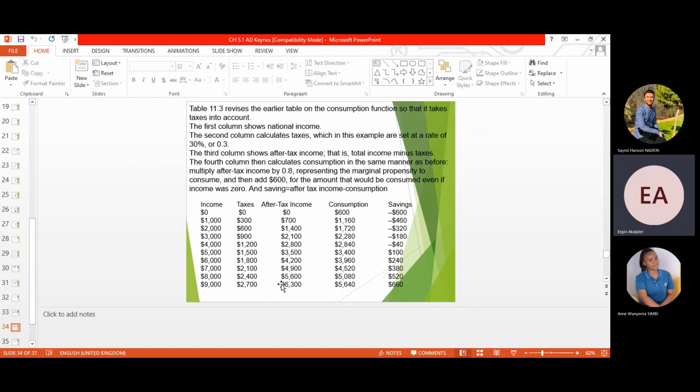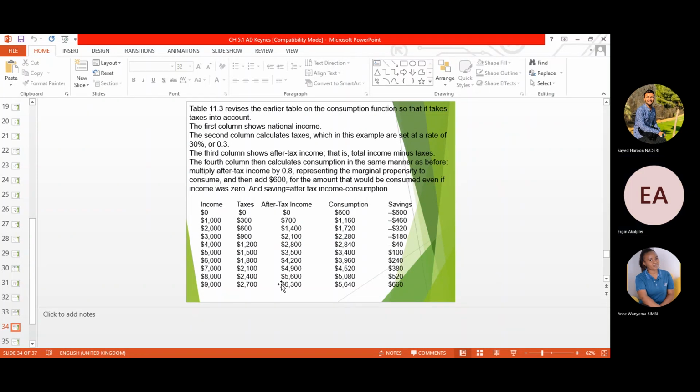And the saving, again, here you're going to reduce the consumption from the after tax income: 700 minus 1,160, it makes minus 460. You're going to subtract the consumption from the after tax income, then you will have minus 300 for the next. 2,100 will be subtracted from the 2,280. It is minus 180, and it goes like this.